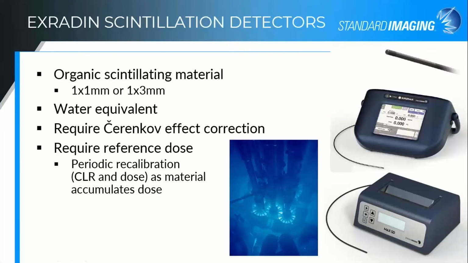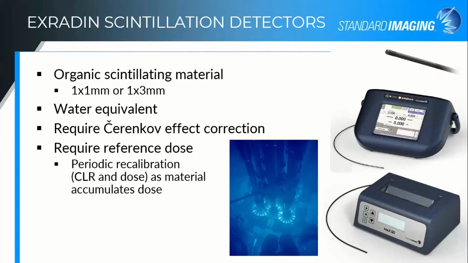The second set of detectors I would offer are the scintillators. We have two configurations of that. The first generation device is called the W1. It has a 1 millimeter diameter, 3 millimeter long organic scintillating material. The second gen device has multiple fibers. You can use either the 1x3 that matches the original W1 detector, or we make a smaller one that has a 1x1 millimeter active region.